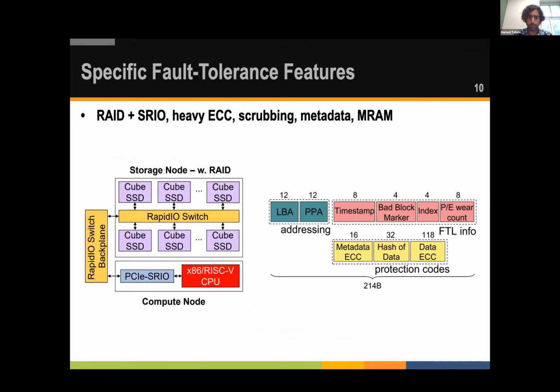To protect against failures happening due to radiation of the space environment, we propose many fault tolerance features. As discussed before, we have a network of cubes, and we can use the redundant array of independent disks, RAID technique, in order to rebuild failed modules.